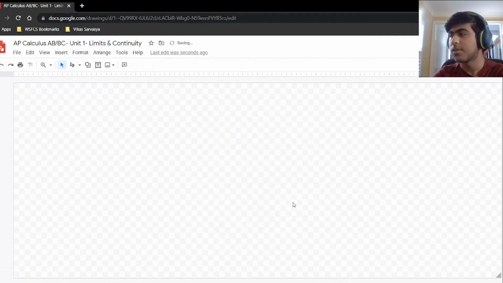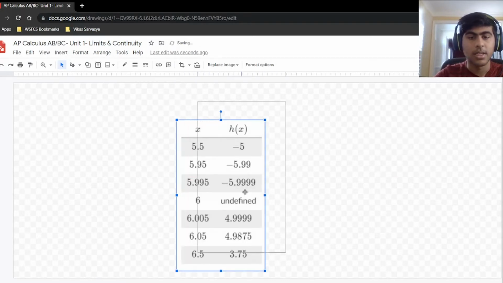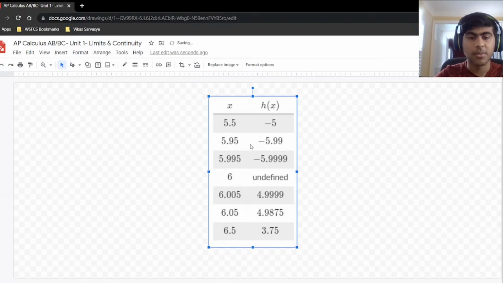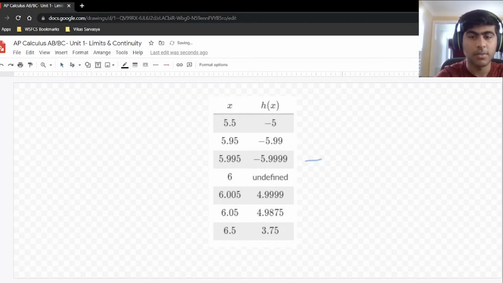Now, we can also represent this in terms of tables. Looking at this table, as we approach 6 from the negative side, we approach -6. But from the positive side, we approach 5. So this is another case. On each side, the limits approach different values, so there is no one singular limit.